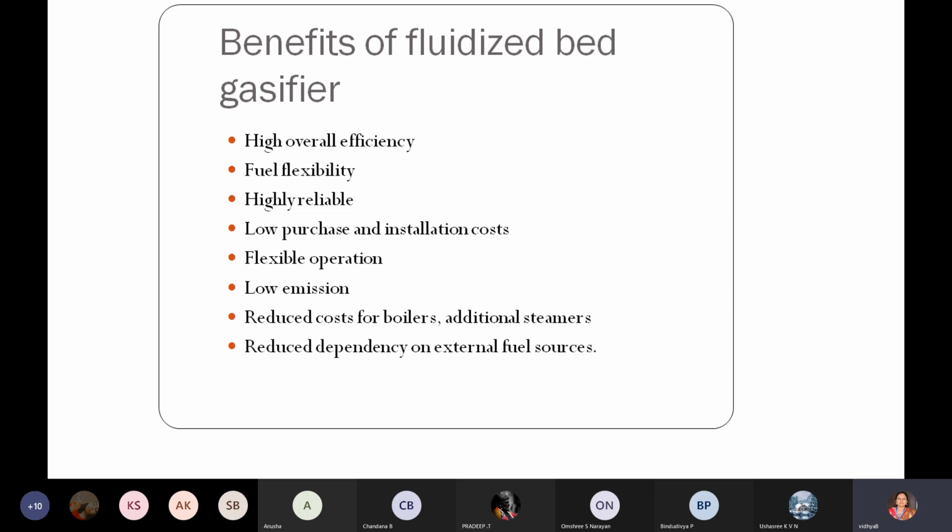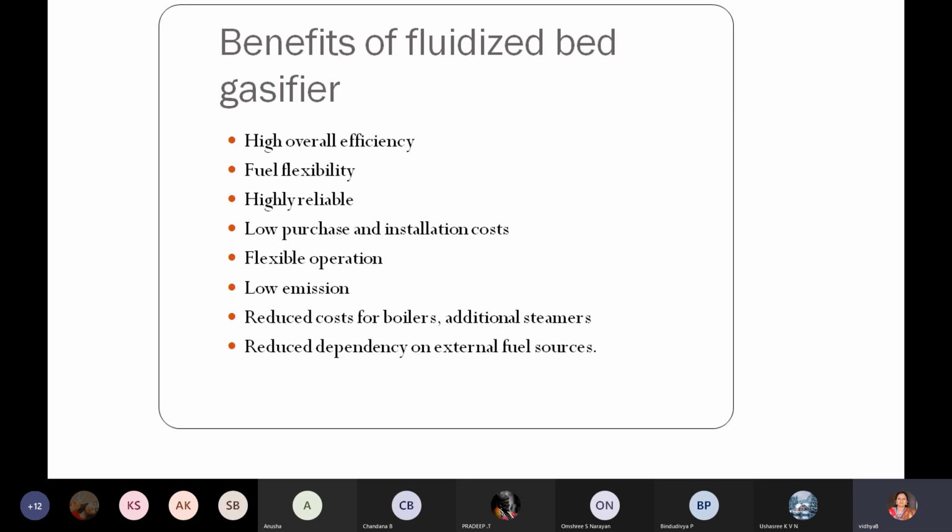Fuel flexibility means whatever fuel we give to the fluidized bed works. And they are saying it is highly reliable. It has no moving grates or other moving parts in the high temperature region of the bed. For that reason only, it is highly reliable.